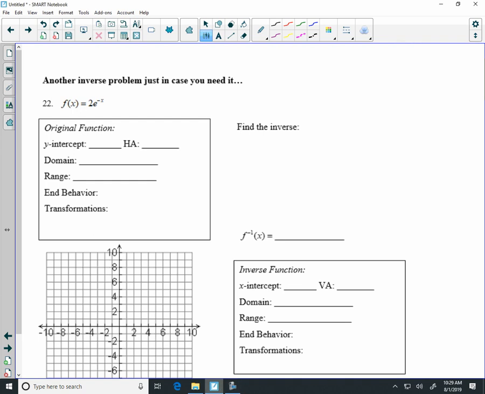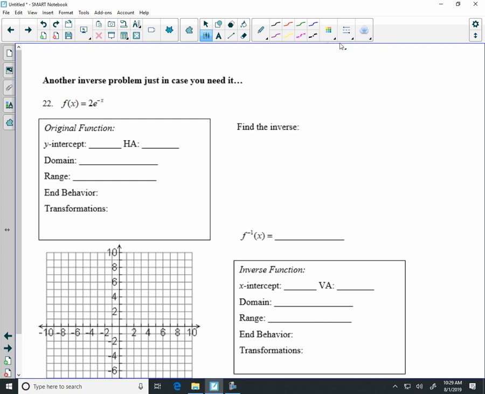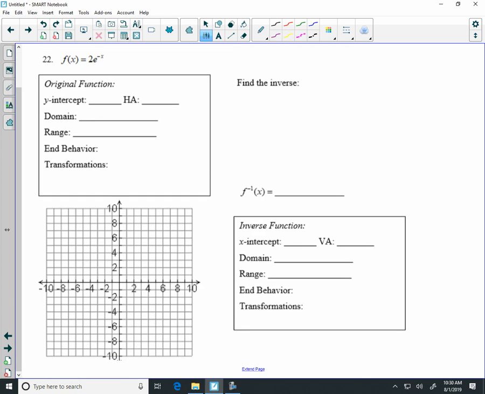One more inverse problem for good measure here. We're starting with an exponential, and we want to find the ln that is the inverse. So I'm going to start by graphing my original, 2 times e to the negative x. So I have a vertical stretch by 2, and my function is going to be reflected over the y-axis.